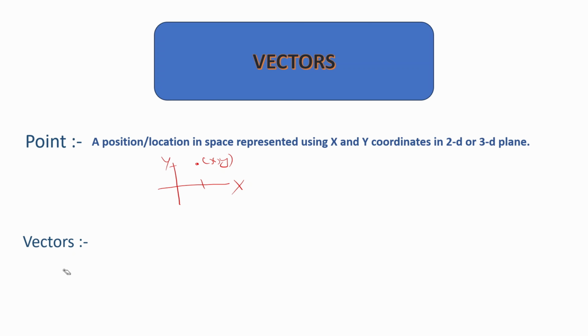Whereas a vector is a quantity which has both magnitude and direction, magnitude being size or length, and these vectors are represented using lowercase letters with an arrow on top.